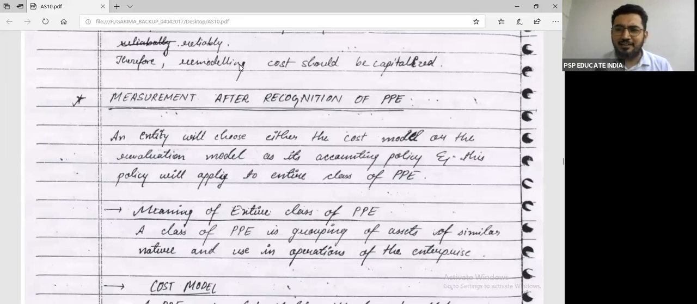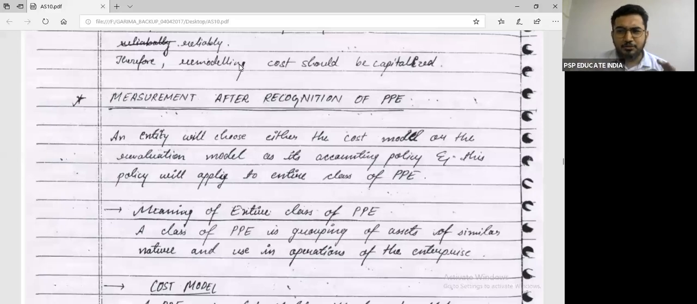Now accounting standard 10 gives you a more structured model. In that structured model, it tells you there are two models. One is the cost model, one is the revaluation model. If you want to take the cost model, you will never revalue. If you want to take the revaluation model, then you can revalue at regular intervals.